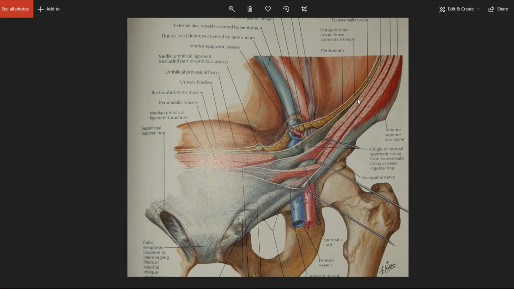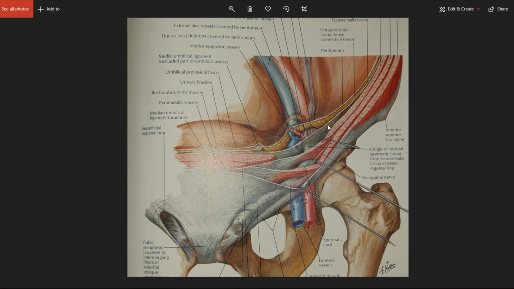This is the internal oblique muscle. This over here is the transversus abdominis muscle. Okay. And then we have the fascia transversalis. So can you all appreciate the four layers? The external oblique, internal oblique, transversus abdominis, fascia transversalis. The four layers.